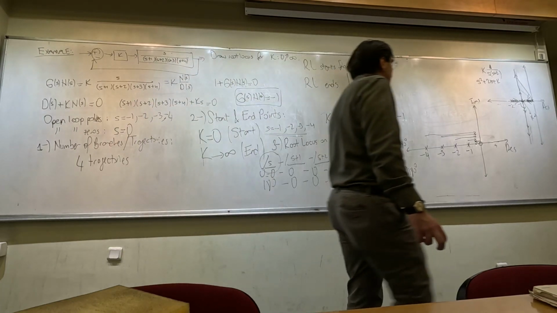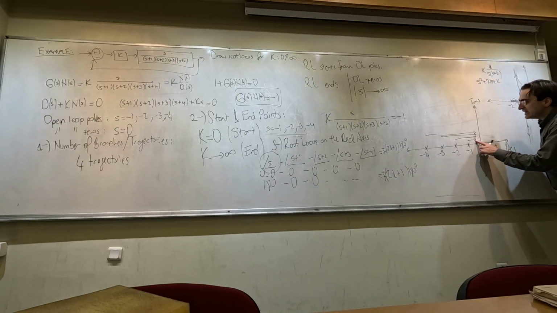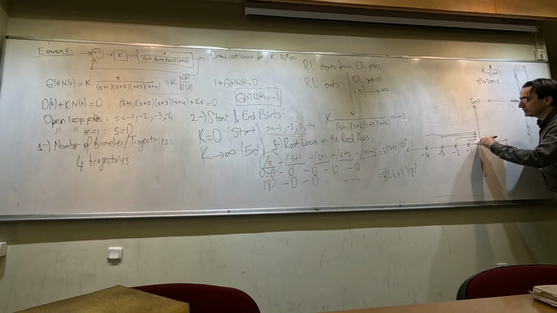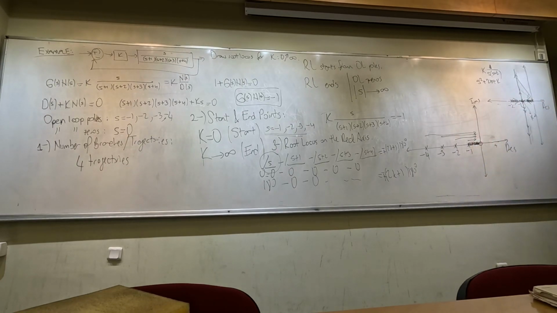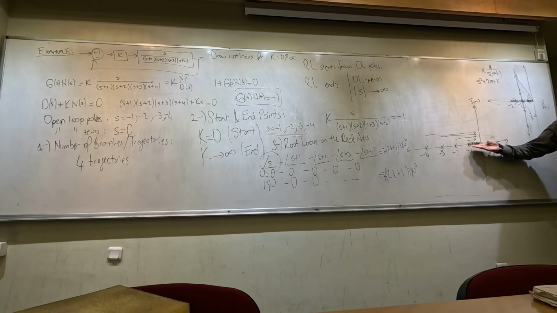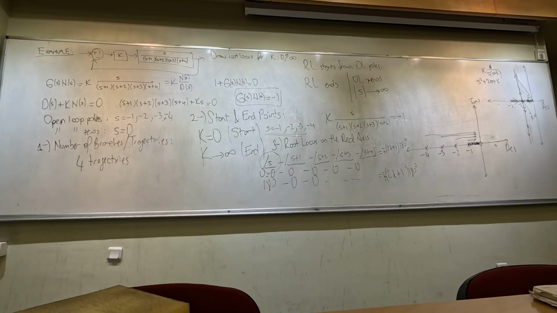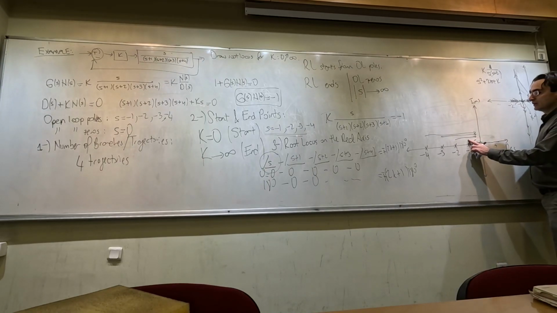That actually means that any point in this part of the real axis will be included in the root locus. Any point on this axis would satisfy the angle condition, and for some k value, this part of the real axis would be included in the root locus.